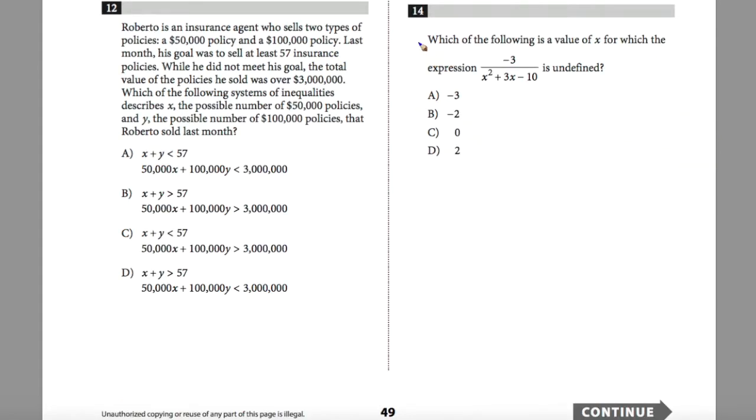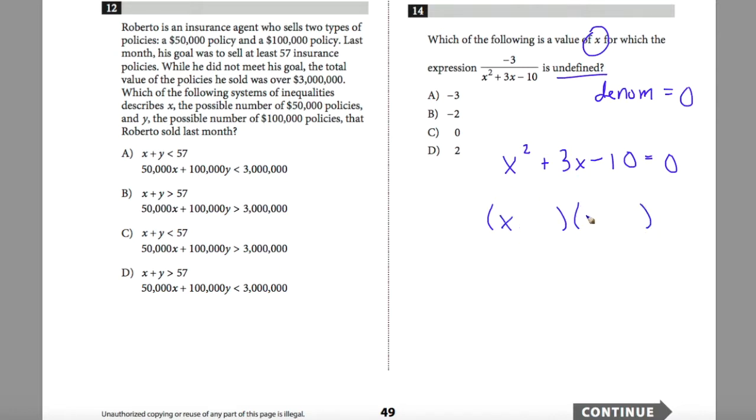14 is asking, which of the following is a value of x for which the expression negative 3 over x squared plus 3x minus 10 is undefined? Well, what you need to be aware of is that undefined means that the denominator is equal to 0. So if the denominator is equal to 0, then I can set x squared plus 3x minus 10 equals 0. And most likely you're going to want to factor this.